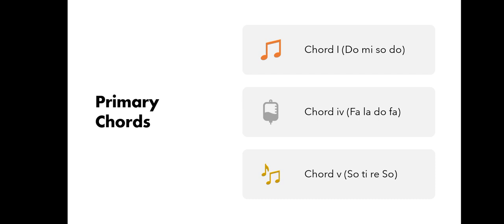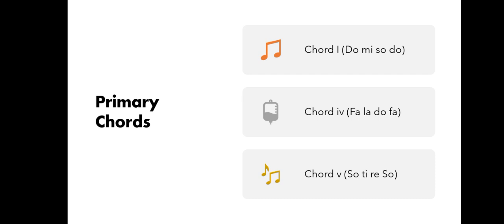These primary chords, if you look at them, you can see do is there. Do is in chord 1, re is in chord 5, mi is in chord 1, fa is in chord 4, so is in chord 5, la is still in chord 4, and ti is in chord 5. So we have all the solfas in these three chords.